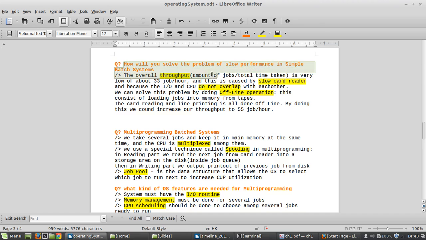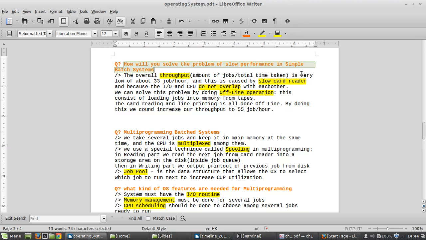Now, how will you solve the problem to improve performance in a simple batch system? The performance is measured by a certain criterion, and this criterion is called throughput. Throughput is the amount of jobs per total time taken. Whatever amount of jobs performed within a particular time is defined as throughput.